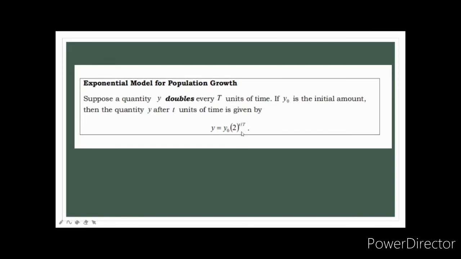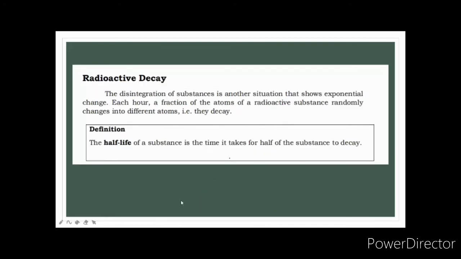Radioactive decay. The disintegration of substances is another situation that shows exponential change. Each hour, a fraction of the atoms of a radioactive substance randomly changes into different atoms. For example, they decay. Definition: the half-life of a substance is the time it takes for half of the substance to decay. Now let's take example number 4 for radioactive decay.